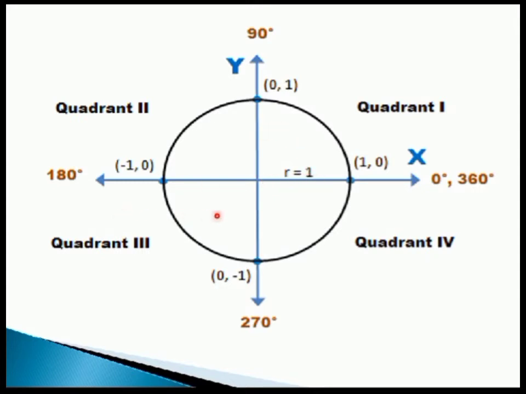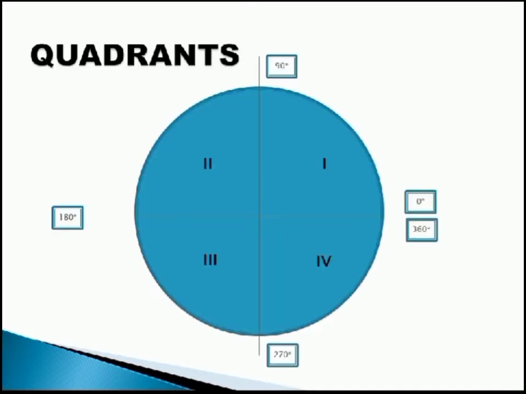And in producing an angle from 0 degrees to 360 degrees, the terminal side will be rotated from the positive x-axis in a counterclockwise direction. The four equal sections of the circle are called quadrants. So we have quadrant 1, quadrant 2, quadrant 3, quadrant 4, and each of the quadrants measures 90 degrees.